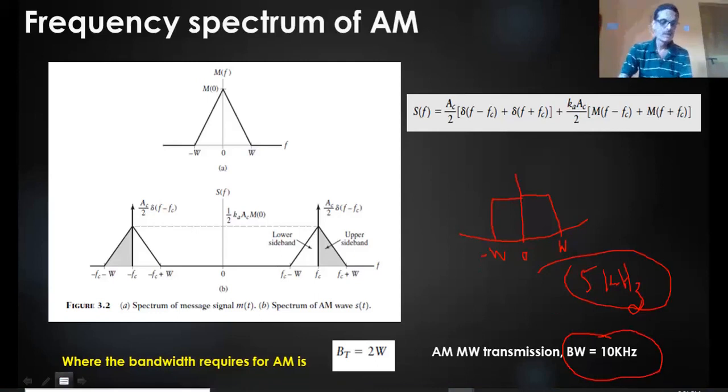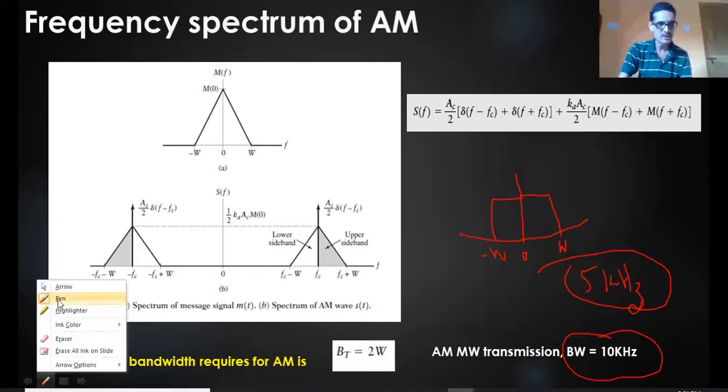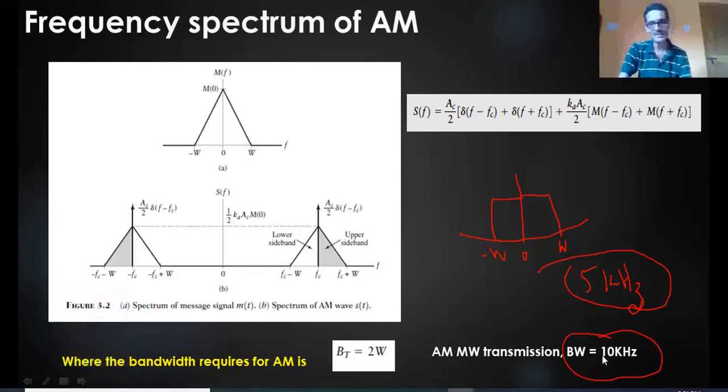That is why the TRAI or whatever spectrum allocation agencies allocate just 10 kilohertz of bandwidth for AM medium wave transmission. This is the standard bandwidth allocated for AM transmission.